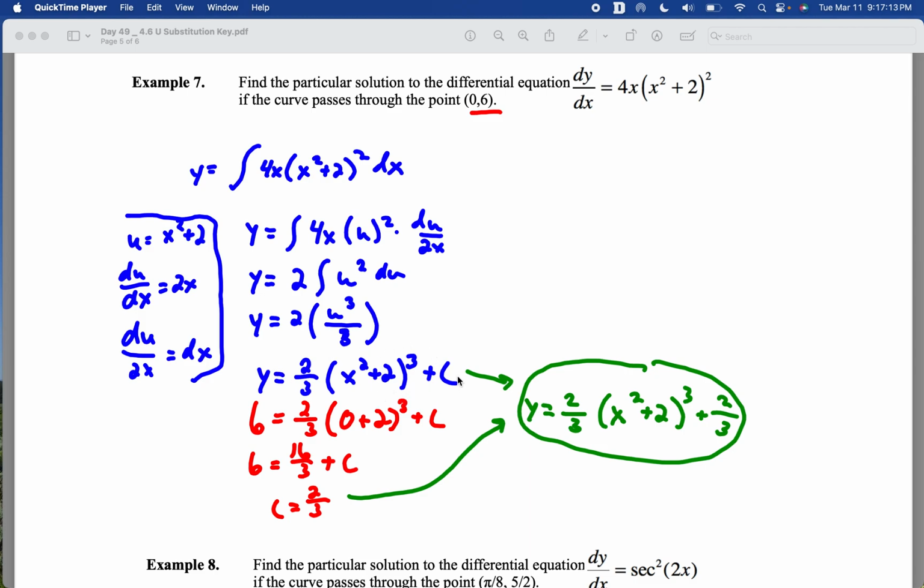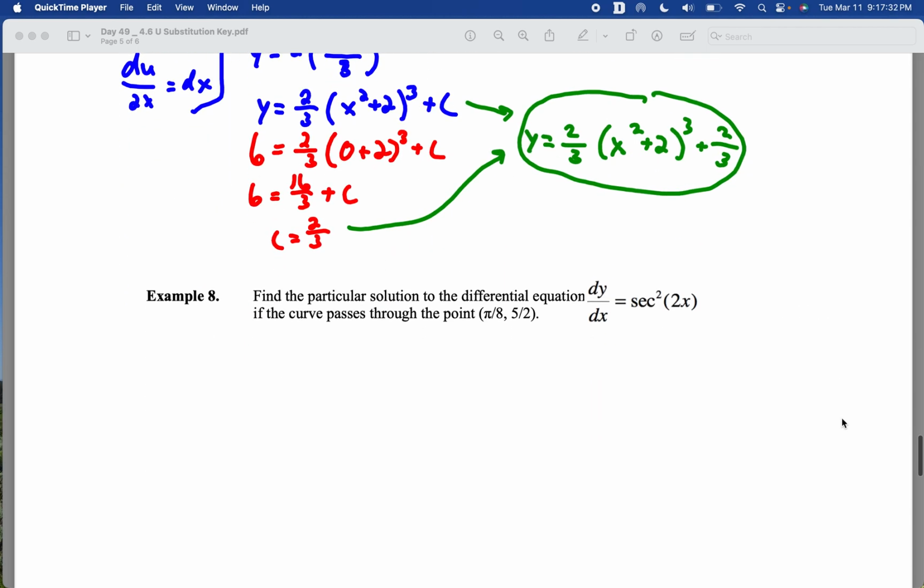And now it's basically the same as what we did before. Now that I have my position function generally, I can plug in 0 for x and 6 for y, and then solve for c. So this gives me 16/3 plus c. If I subtract that, which is 5 1/3, I get 2/3. So that's my particular solution. And that's the main idea.